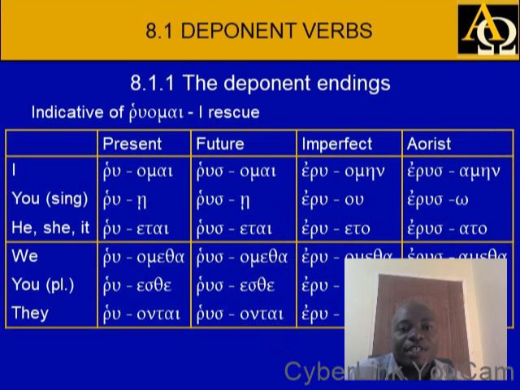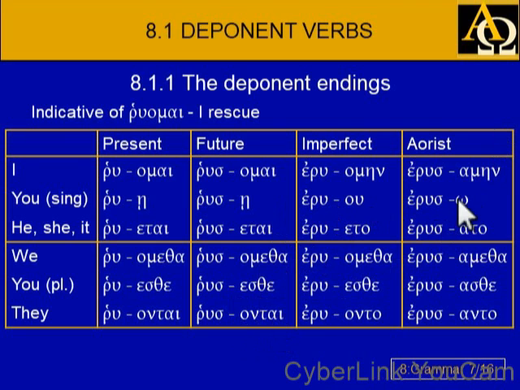In the imperfect, we have erumen, eru, erueto, eruometha, erueste, eruonto. In the aorist, eruzamen, eruzo, eruzato, eruzametha, eruzaste, eruzanto. Okay, so again, you need to know the endings. So omai, etai, ometha, este, ontai.